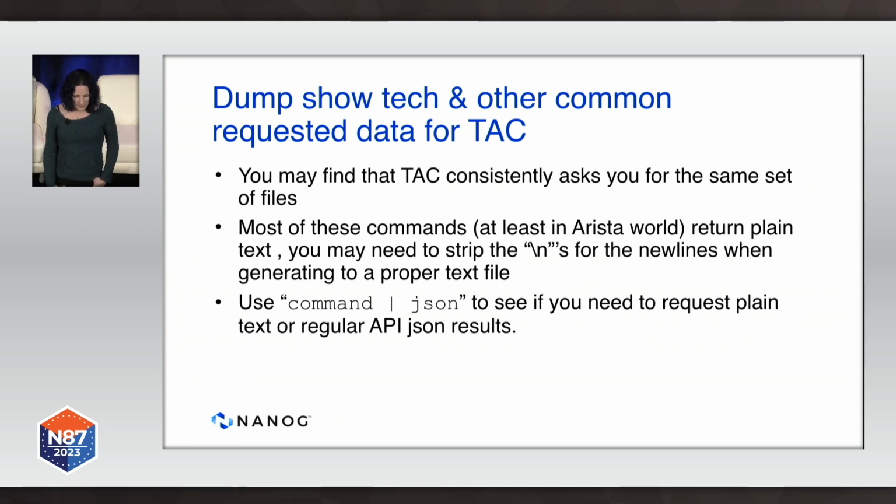In the case of some of these, they might return plain text, meaning you have to strip your new lines, but again, pretty easy to do with Python scripting. On Arista at least, you can just type any command and pipe JSON, and you'll be able to see if it's going to return to you in plain text or regular API JSON results. So you know when you're writing your script for each of those commands, whether you should be expecting plain text or JSON when you actually write the code.